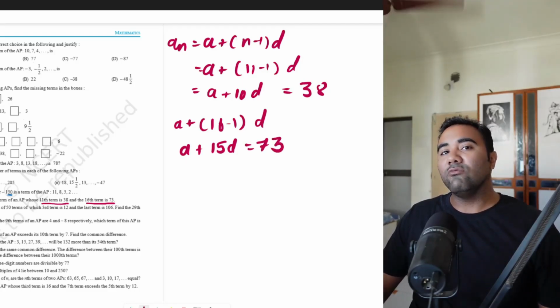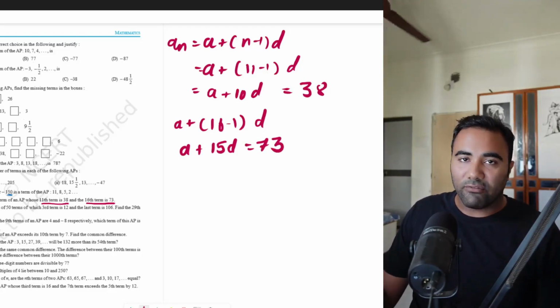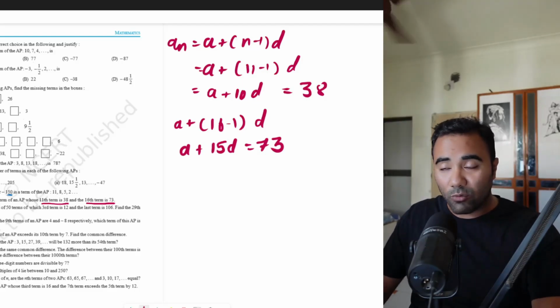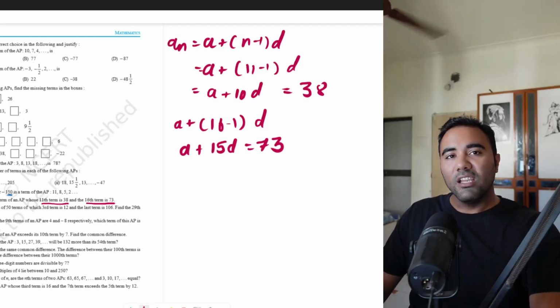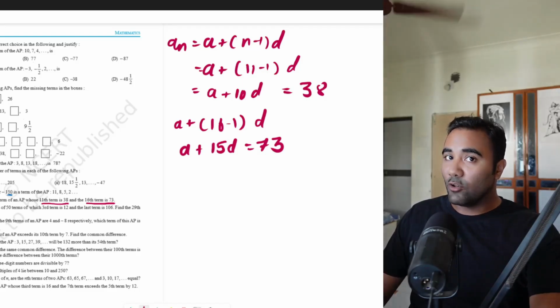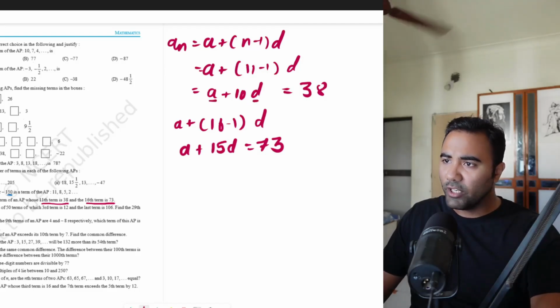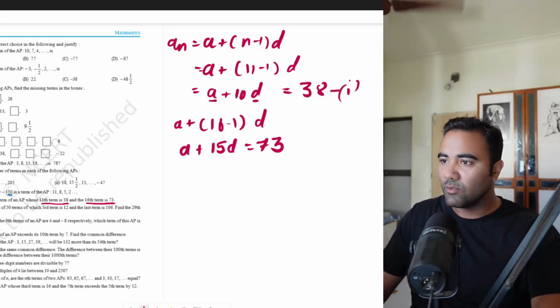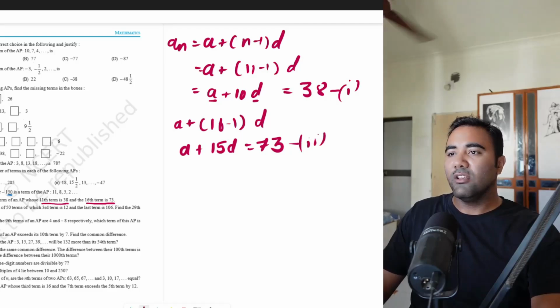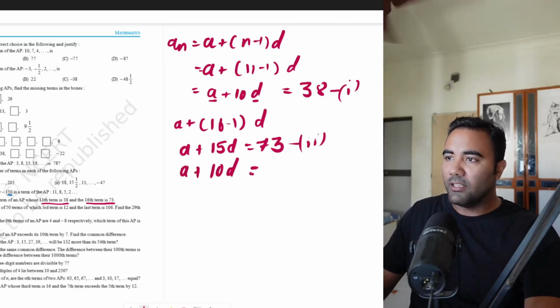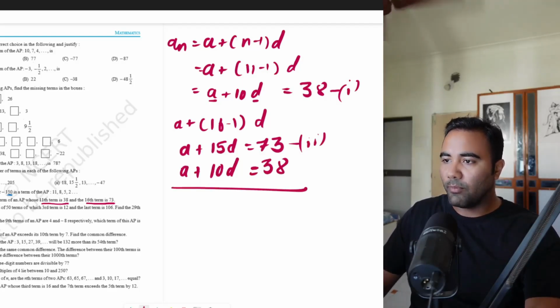Now this is where you will use your understanding of equations in two variables, because this is essentially an equation in two variables. What are the two variables? a and d. If we have two variables, we need two equations. So the number of variables should be equal to the number of equations. There are two variables and we have two equations, this is the first one, this is the second one. So you simply use the method of elimination. a plus 10d is equal to 38. I'm going to solve these two. Plus minus, plus minus, plus minus.